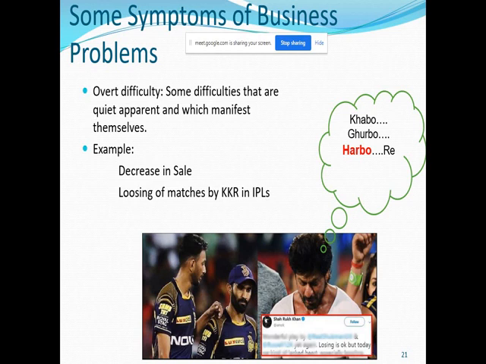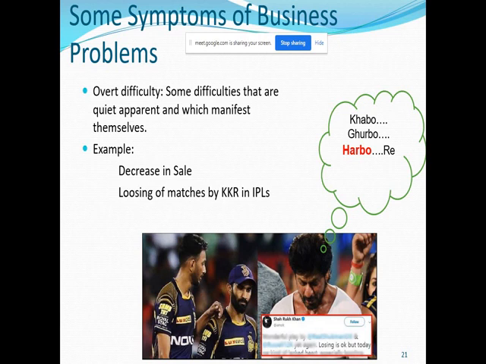This IPL team has a slogan also, Korbo Lorbo Jeetbo. Korbo means karenge, Lorbo means ladenge, Jeetbo means jeetenge. But these can be changed to Khabo Ghurbo Harbo. Means they eat, they just roam around, play here and there, and they get lost in every tournament. So some of the critics of KKR or Shah Rukh Khan say that this should be the slogan, Khabo Ghurbo Harbo. So they are getting lost.